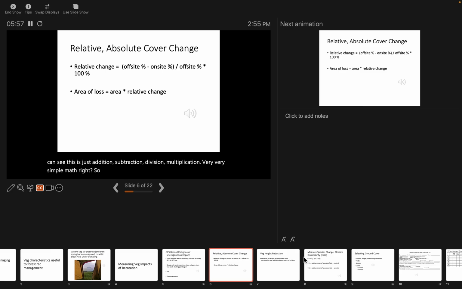So what's the off-site veg cover versus the on-site percent veg cover, and what's the difference between them? Divide that by the off-site percentage cover, multiply by 100%, and you get the relative change. Pretty simple stuff.